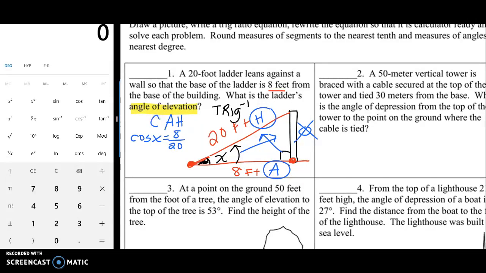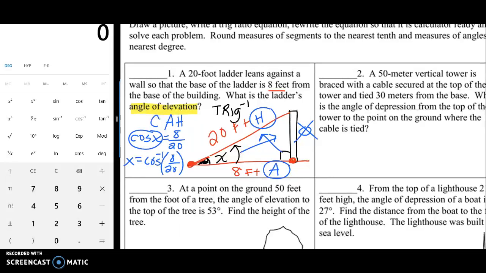Now the issue is we can't just divide both sides by cosine to get the x by itself. We need to undo the cosine of x. And the way that we do that is by using our inverse trig functions. So to get x, we do cosine to the -1, which is the inverse cos function, of 8 over 20 in order to get our angle.